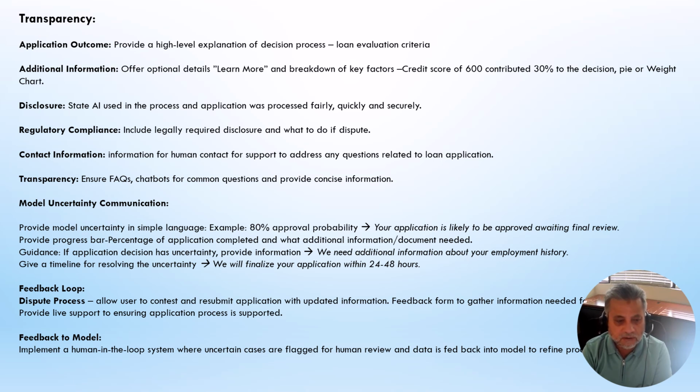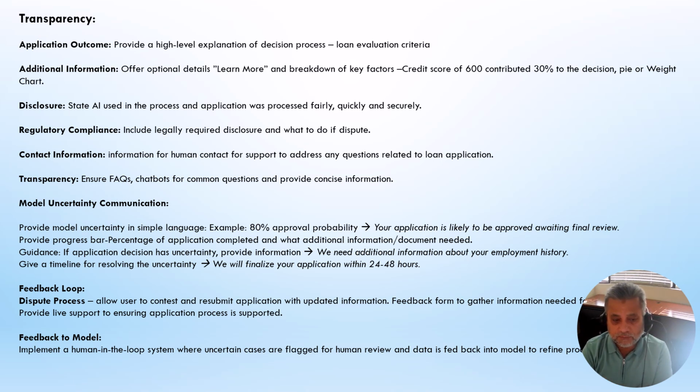been completed. Guidance: if the application decision has any kind of uncertainty, then we want to provide that information, that we want additional information, or let's say additional documents or employment history, for example. All of that has to be upfront. We should be very transparent about it, and also provide a timeline to resolve these uncertainties, that we are going to finalize your application, let's say in 28 to 48 hours, or maybe in 12 hours. It's just an example that I gave.